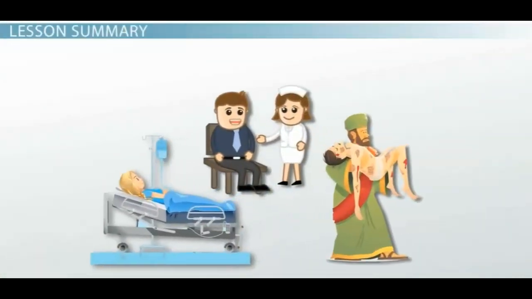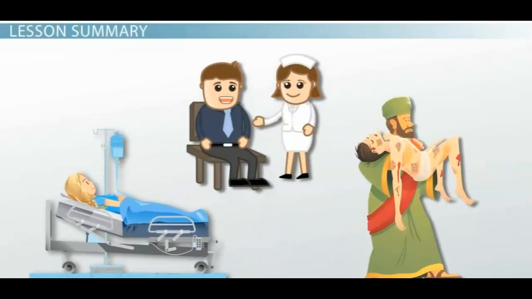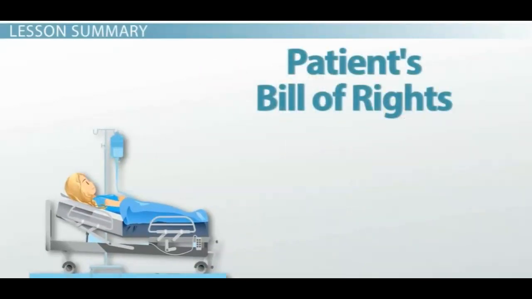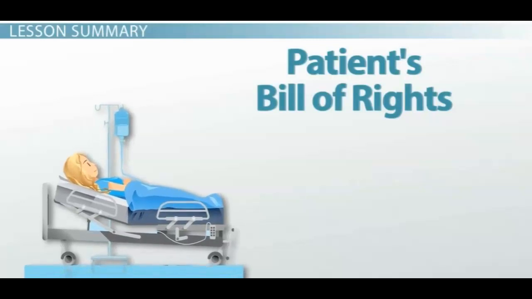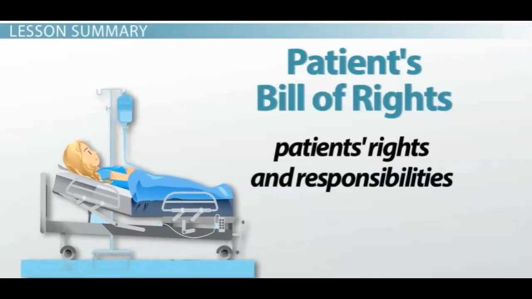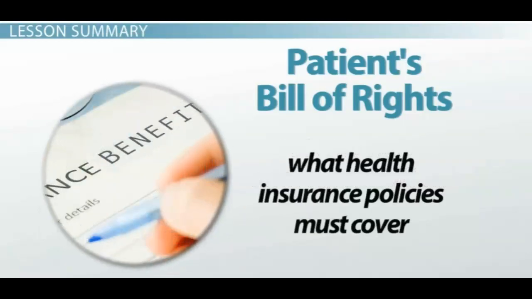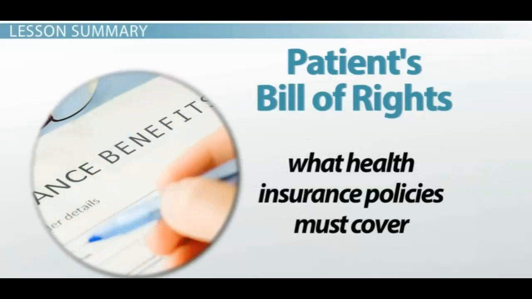In this lesson, we've discussed 3 patient protection measures. Patient's Bill of Rights. There is no universal list of a patient's rights. Most hospitals provide a list of patients' rights and responsibilities upon admission to the facility. In recent years, the Patient's Bill of Rights has addressed what health insurance policies must cover.